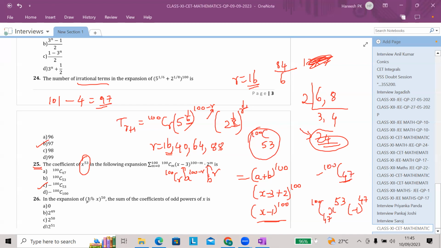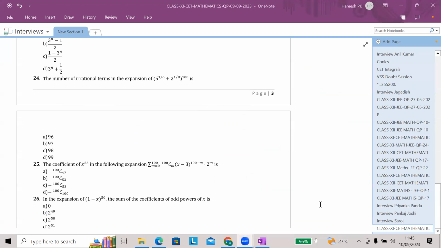Next one, again a direct question. Sum of coefficients of odd powers is nothing but NC1, NC3 like that. That's nothing but half of 2 power n. So 2 power 49. That is the answer. Moving on.